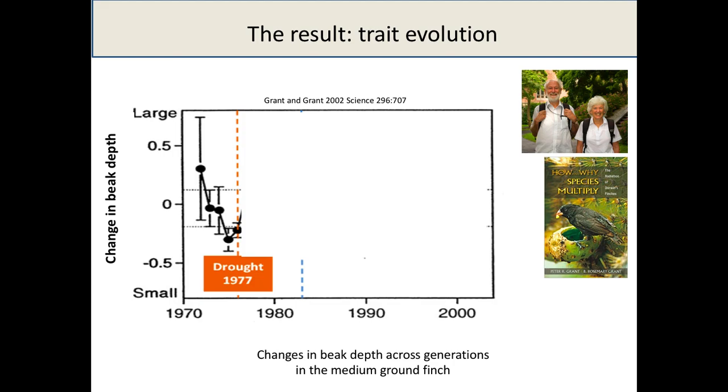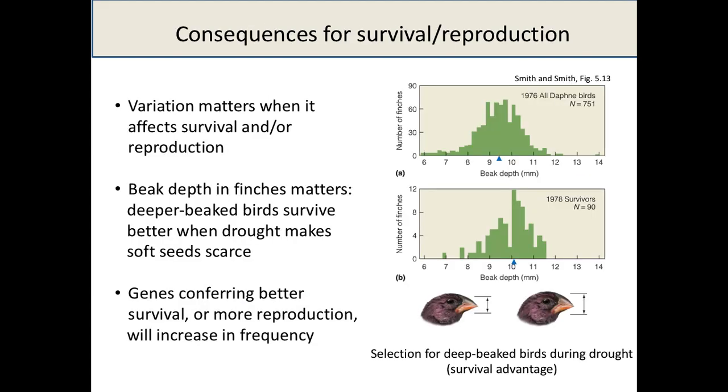And then in one year, they went there in 1977, and there was a really severe drought. This affected the availability of food. Very few tree species produced seeds. There were fewer seeds on the ground. When they returned, we're going to hop back here. This is 1976. This is some of their data that we've talked about already. A nice normal distribution with a mean beak depth of around 9.5. They returned 2 years later and counted the survivors.